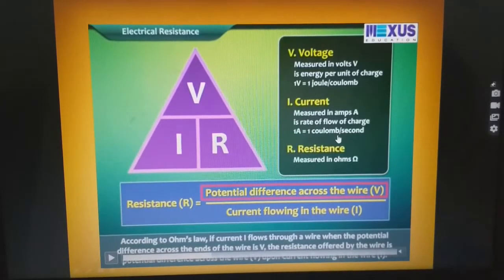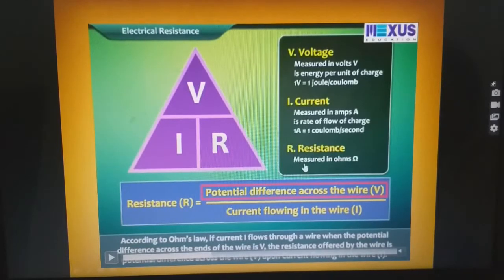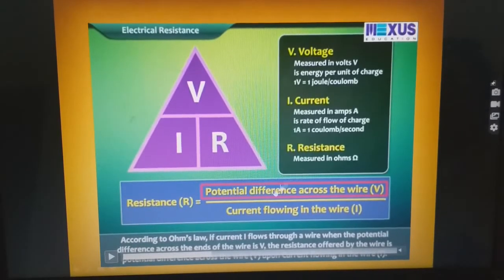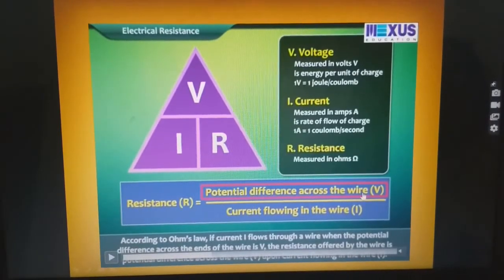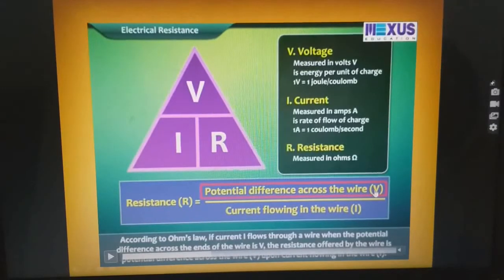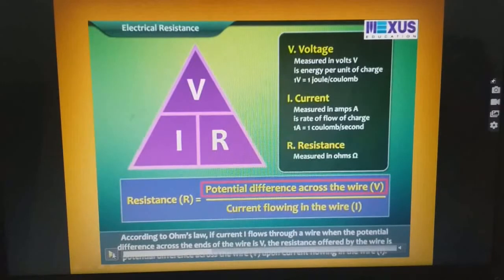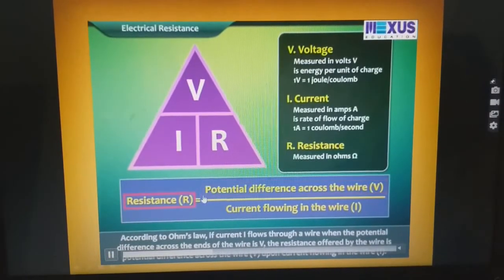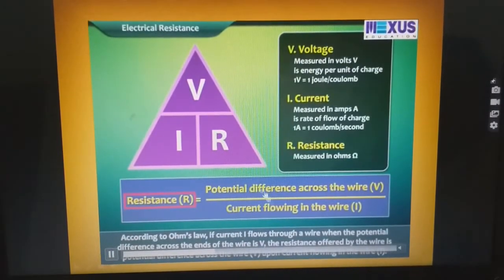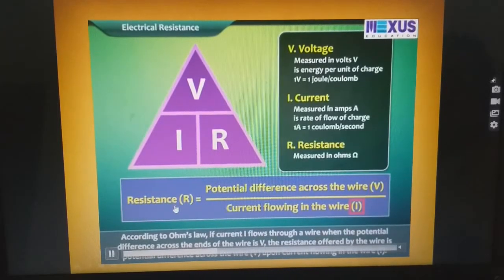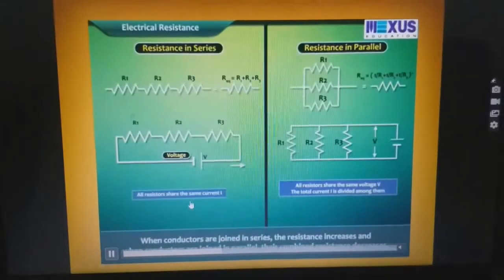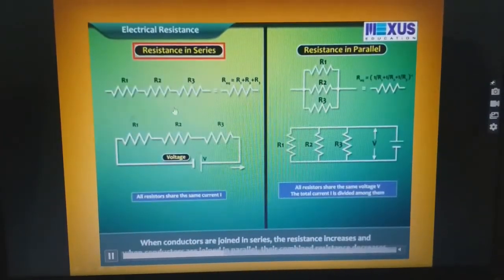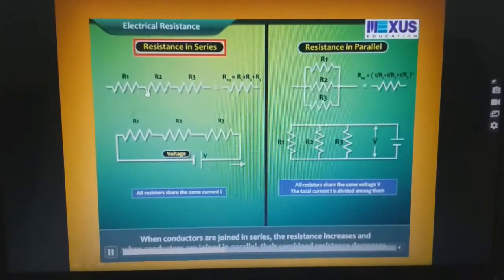While what is resistance? Resistance is measured in ohms. Resistance R is equal to the potential difference across the wire, V, over the current flowing in the wire. So this gives you a relation between the three quantities, and in this way we define electrical resistance, and according to Ohm's law, resistance is given by this relation. So this is giving you the symbol for resistance.